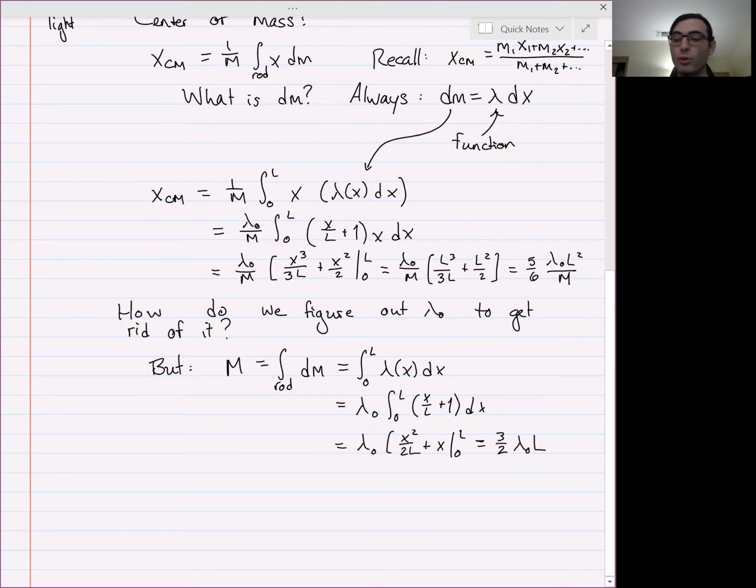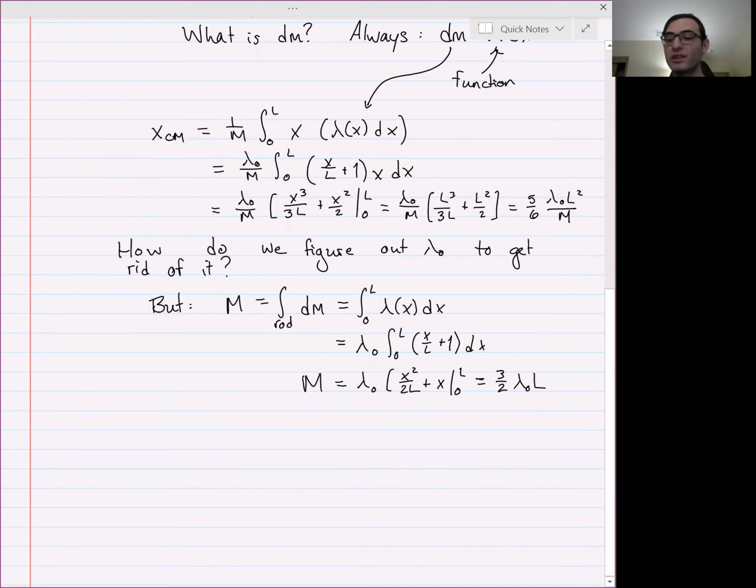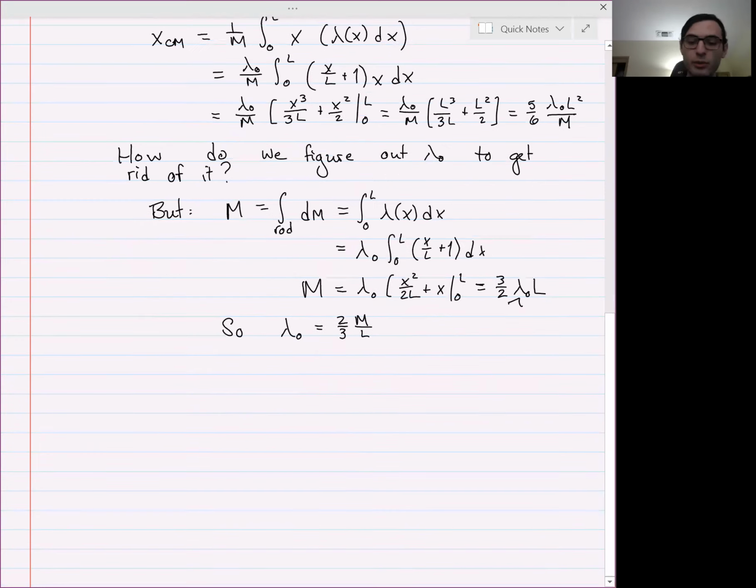And so this is all equal to m, so we can solve for lambda naught in terms of m and L, which is what we wanted to do. And that results in the following statement that lambda naught is 2/3 m over L. So the fact that the total mass is given in terms of this linear mass density is useful. It lets us figure out one of the parameters in our linear mass density function. All right, so then let's take that, plug it in here.